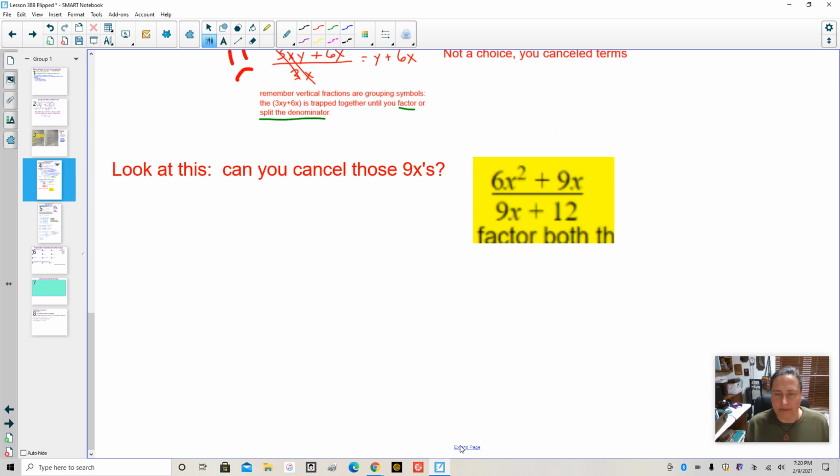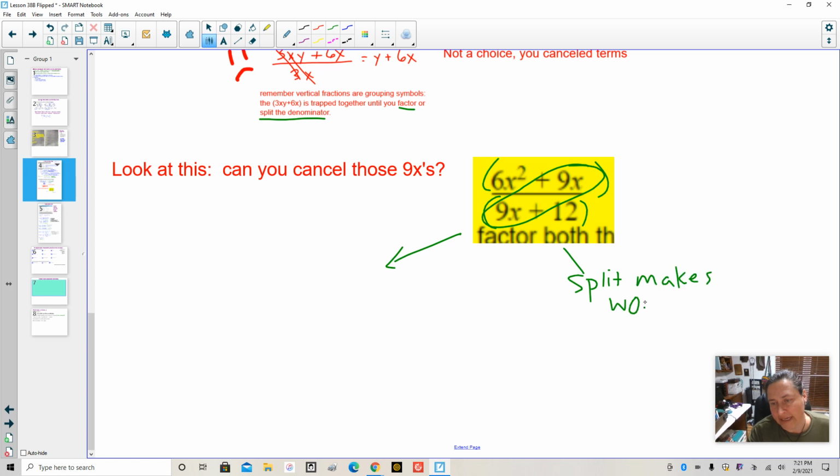So take a look at this problem. Can you cancel these two 9s? I am hoping that you say no. Those are terms, they're being added. This top numerator and the bottom denominator are grouped. So I have two choices. In this case, splitting it will not work. So the split makes it worse.